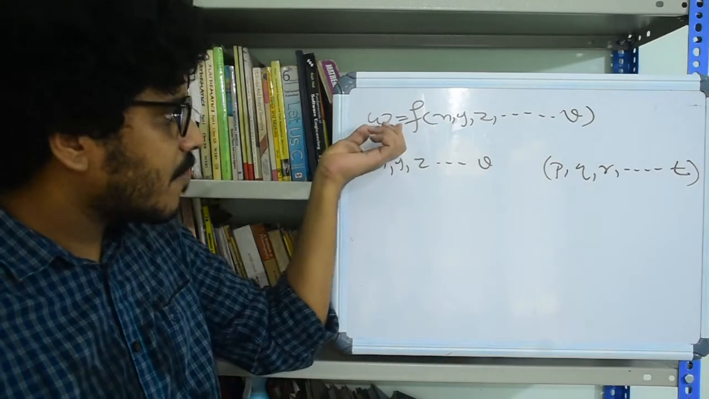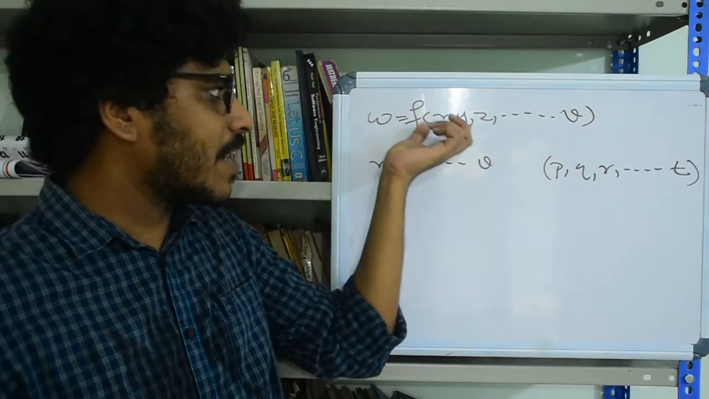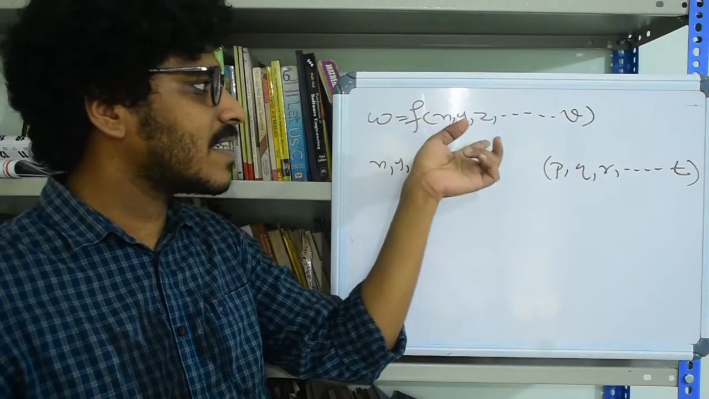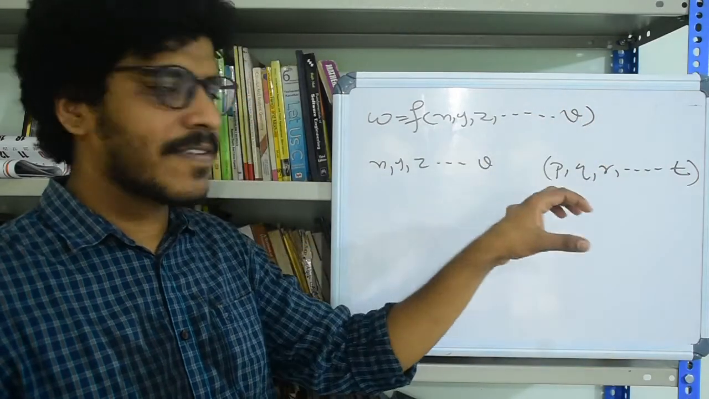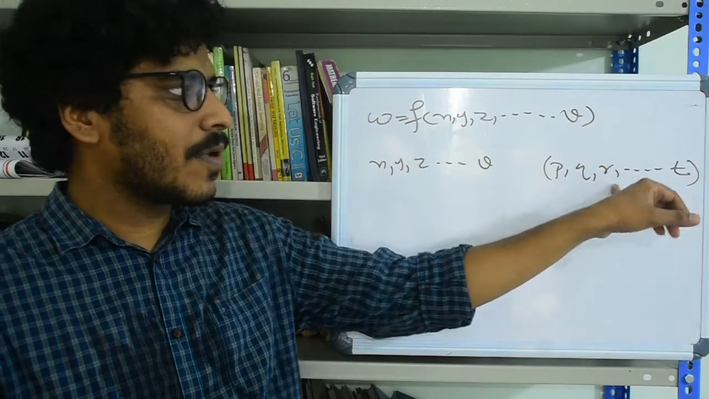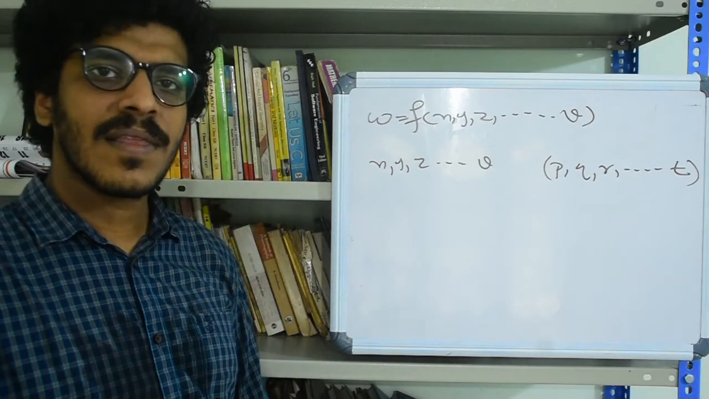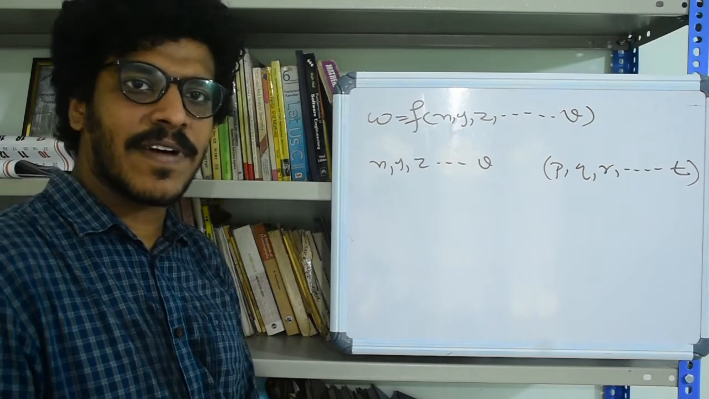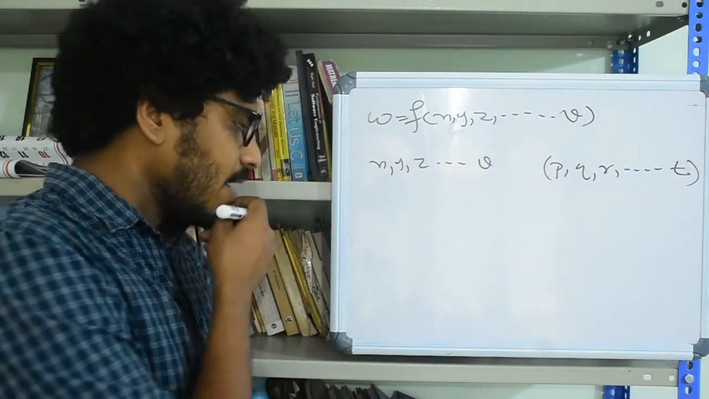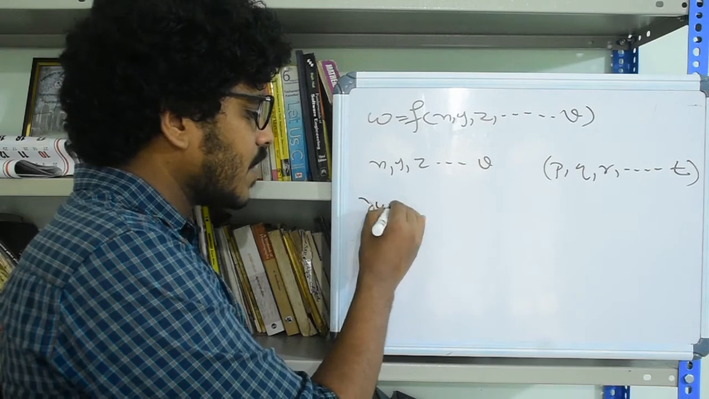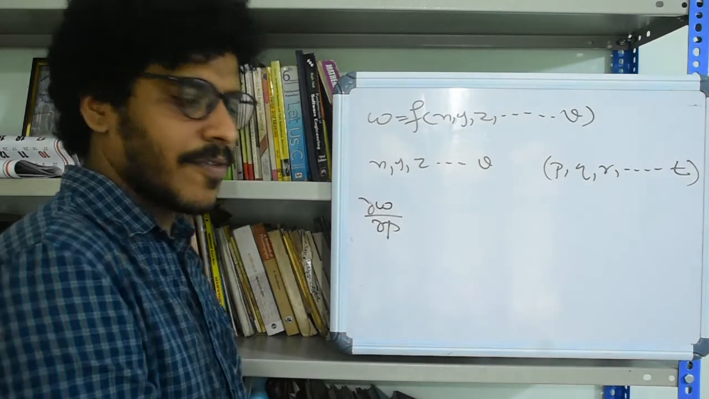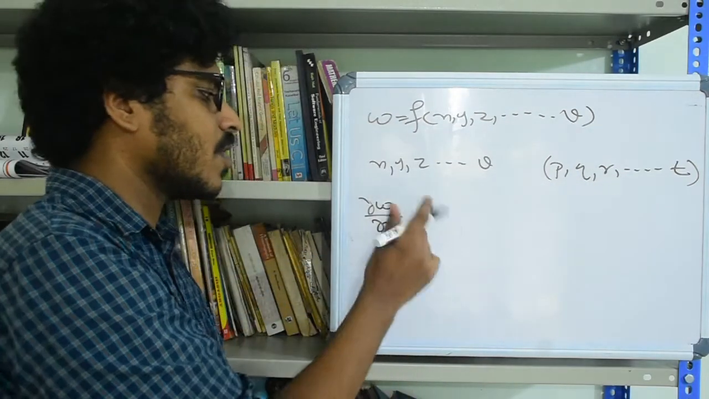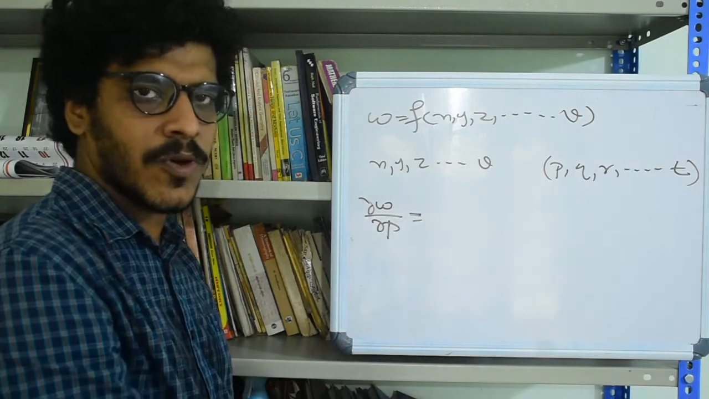Right. So what do we have here? We have a function given as w equal to f of x, y, z, etc. up to v, and each of these intermediate variables x, y, z, etc. up to v are again differentiable functions of p, q, r, etc. t. So we don't have any restriction on the number. We just say any finite number. If it is the case, then how do we evaluate dou w by dou p? We may evaluate the partial derivative of w with respect to any of these independent variables. As an example, let's try to evaluate dou w by dou p.